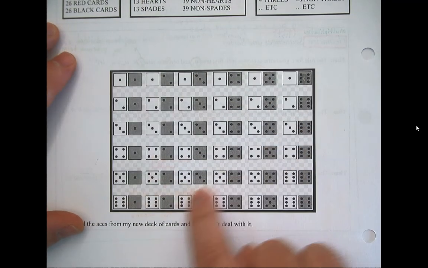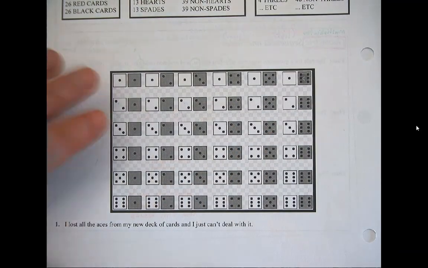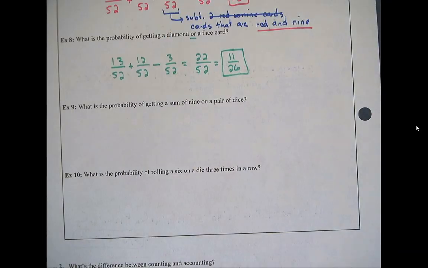I'll give you a little hint. It always kind of goes on this diagonal. Those are the only ways that you could get a sum of 9. So there are 4 ways to get what we want.